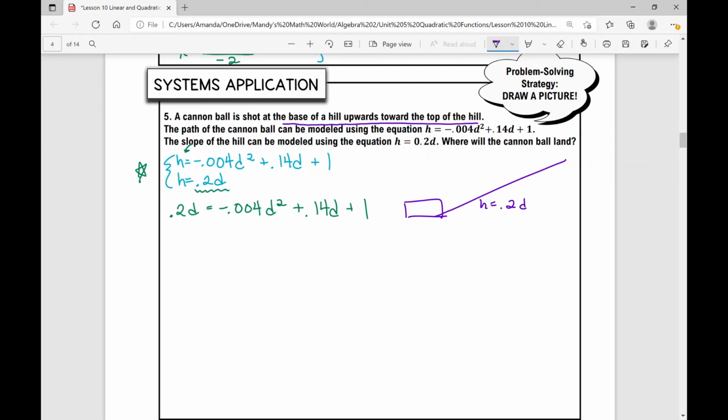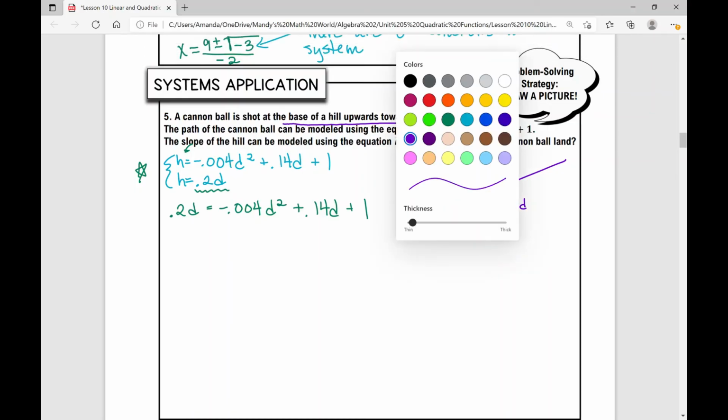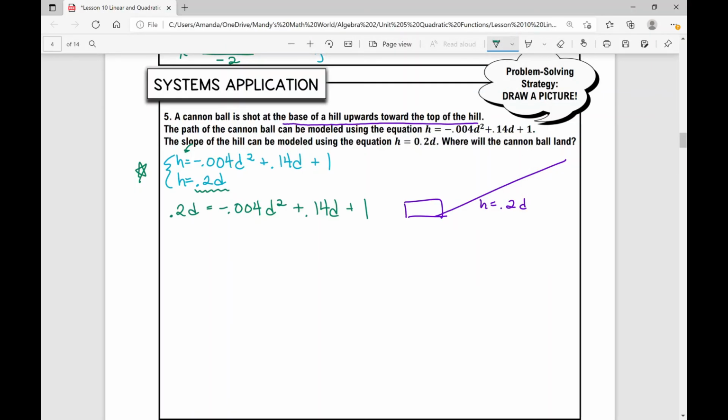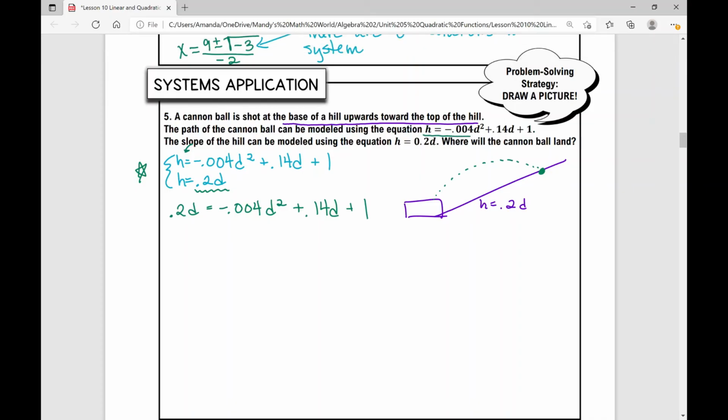And then the path of the cannonball, which means this cannonball has been shot, and it's going to land somewhere. The path of that cannonball is this right here. So what we're finding here is this point of intersection. Where will it land given the path of this cannonball on this hill? That's what we're finding. I probably should have drawn this picture first to give you a visual of what we're looking for. But there's our visual. We're finding a point of intersection, and we're going to find it algebraically.